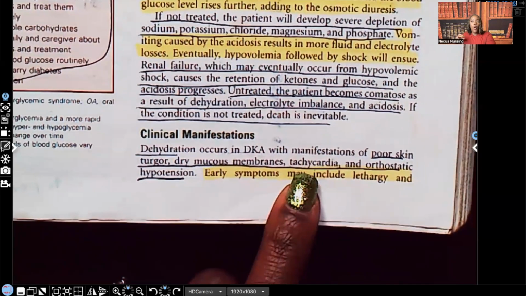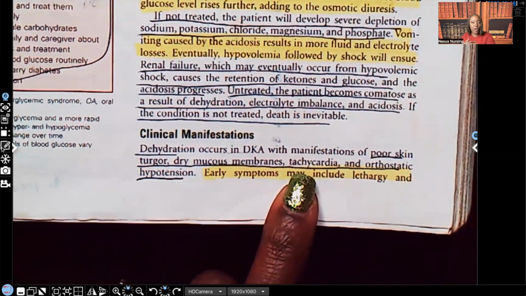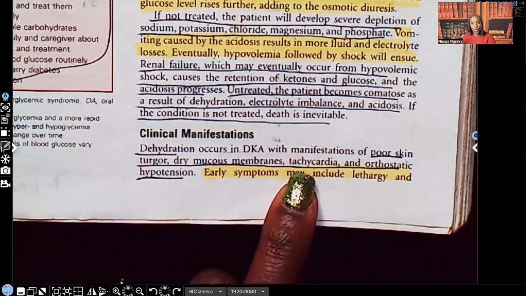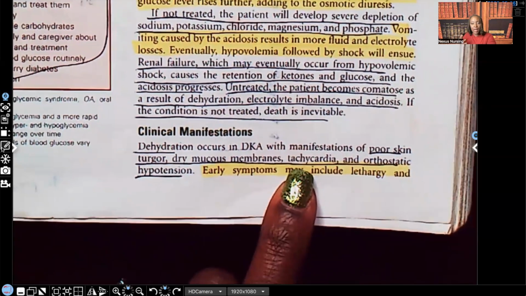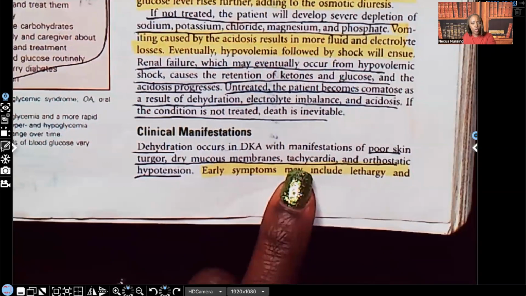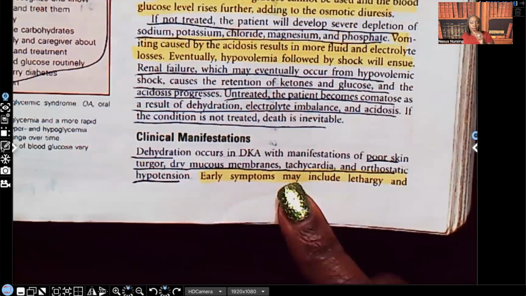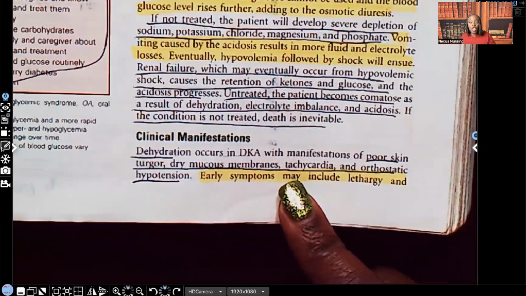Why? The heart's going to recognize, okay, something's going on. Let me go ahead and try to push more minerals, more electrolytes, more oxygen that's in the blood. How am I going to do that? By increasing my heart rate so I can get it to the tissue. So you're going to see that heart rate go up. And that's also what happens, guys, in shock.